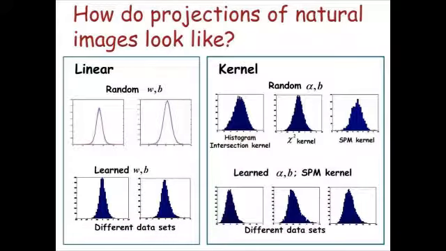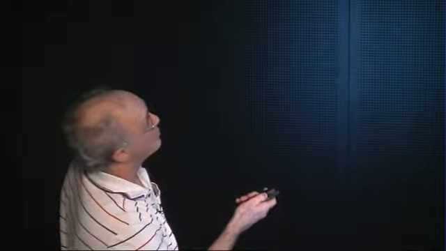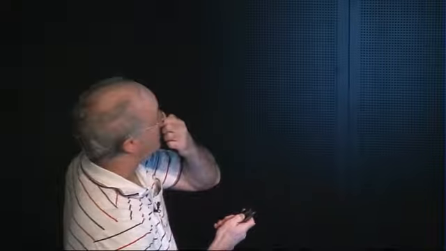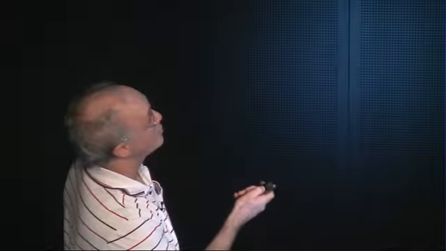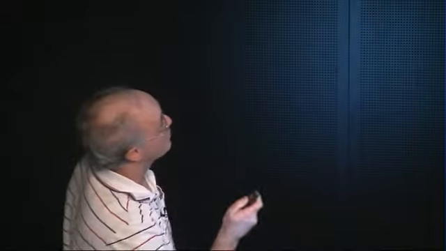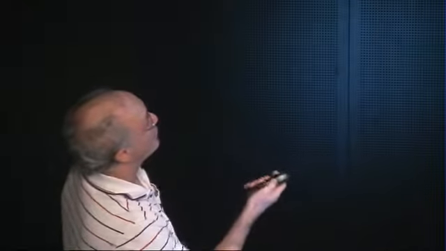So how does it look? It looks like this. Suppose that you take random vectors, either linear or kernel, and you take many, many images, and you compute the value of the classifier, either linear, like I said, or kernel, doesn't matter. Then the distribution of the values looks more or less like a Gaussian.